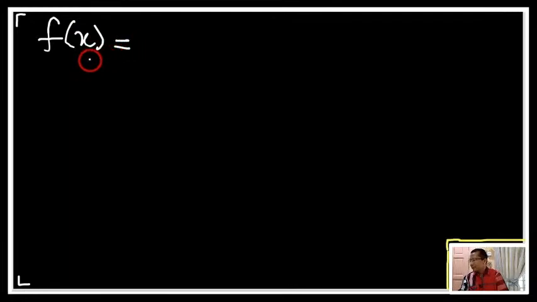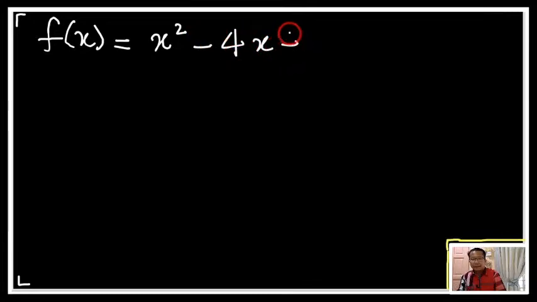Okay, so sketch the graph of f(x) equal to x squared minus 4x plus 3. So you have an even function. You want to sketch the graph. Very easy.